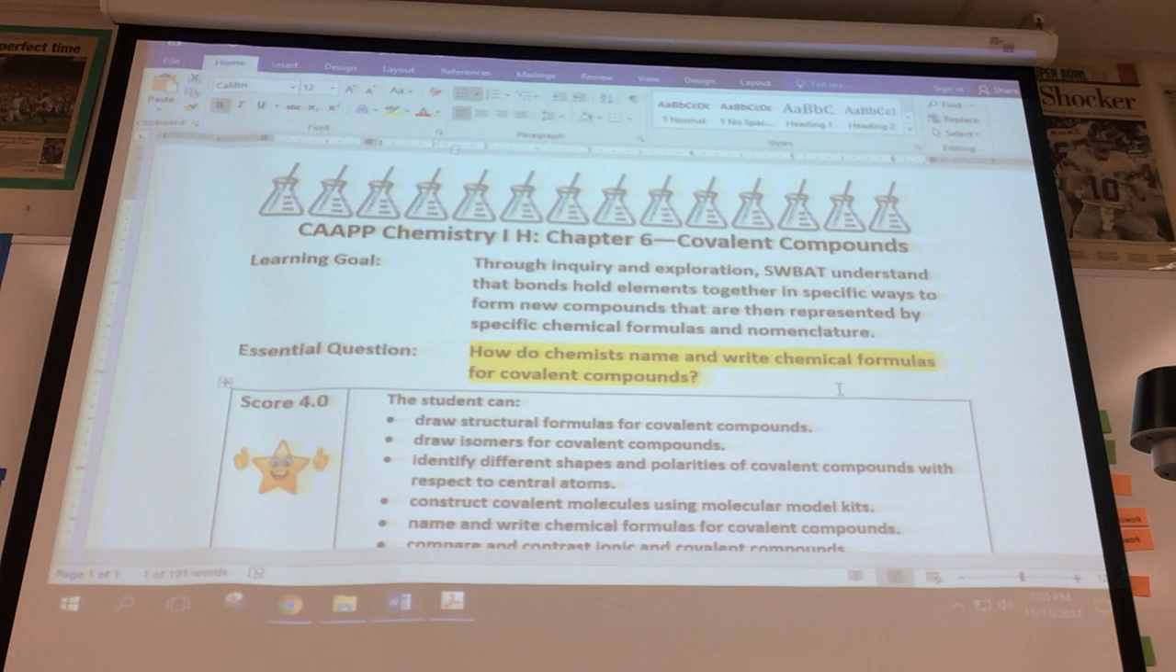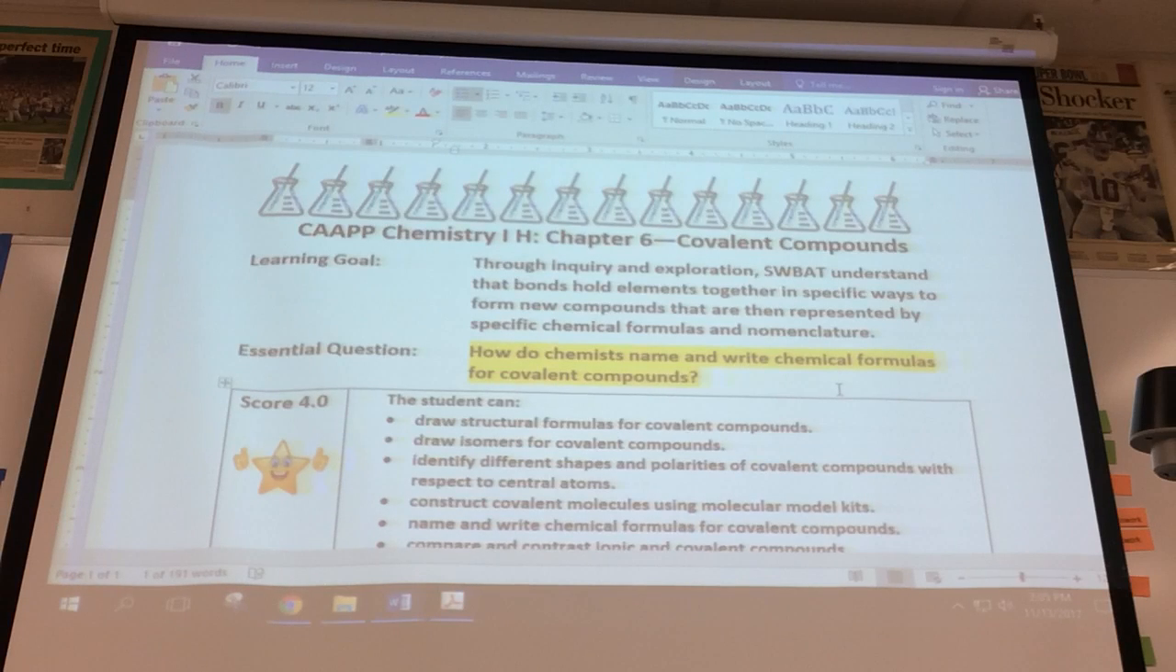Today's lesson on covalent compounds falls into the same learning goal we've talked about for the past 3 weeks with both ionic and covalent compounds. It says through inquiry and exploration, students will be able to understand that bonds hold elements together in specific ways to form new compounds that are then represented by specific chemical formulas and nomenclature. And you'll especially see that today as we learn how to name and write chemical formulas for covalent compounds.